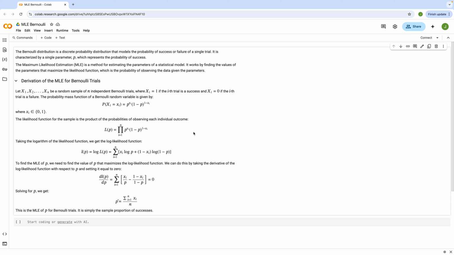Suppose, though, that we don't know the probability P of success for these Bernoulli trials, and we want to estimate it. Well, we can use the maximum likelihood estimator. So suppose we have a random sample from the Bernoulli distribution. We toss the coin n times, and here the outcome is 1 if it's a success, and it's a 0 if it's a failure.